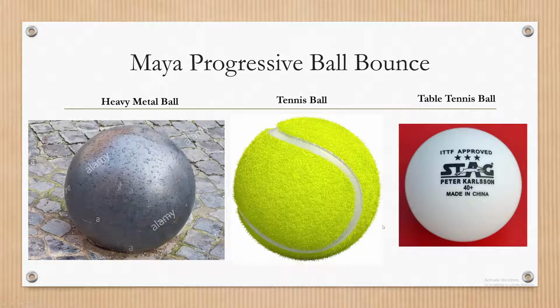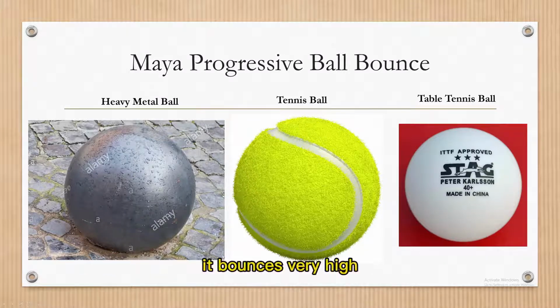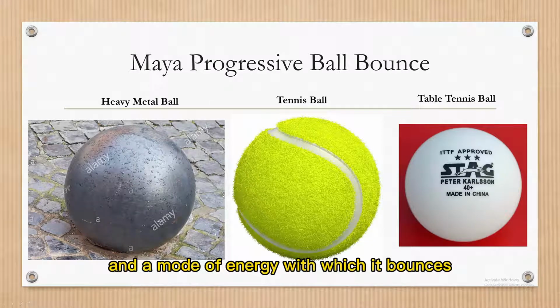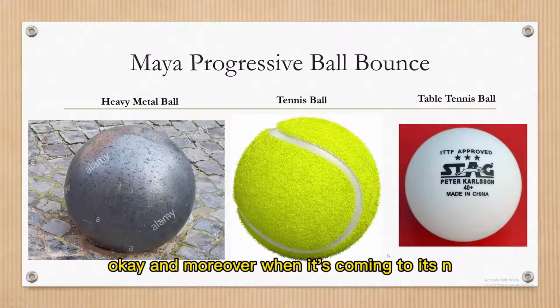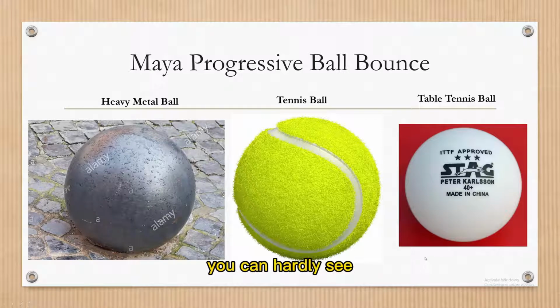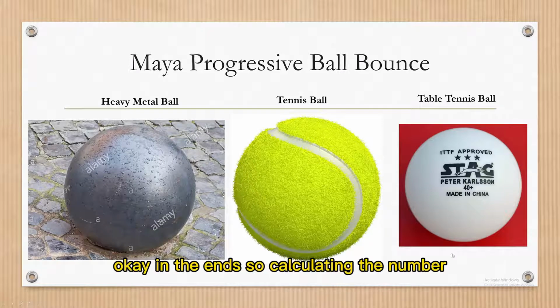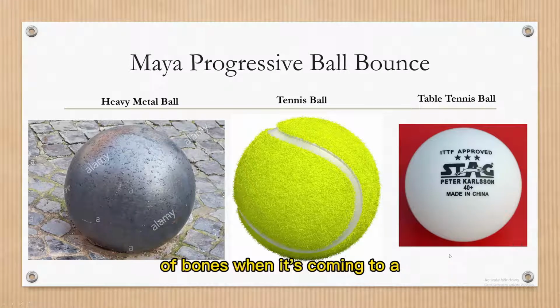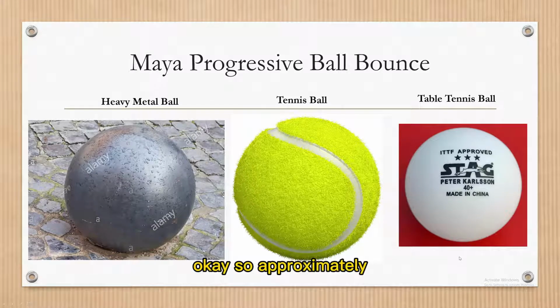That's my observation. And when coming here, a table tennis ball is very unique. So when you drop it, it bounces very high, and the amount of energy with which it bounces is also very fast. Okay, and moreover, when it's coming to its end, you can hardly see the bounce happening here and there. So it will be very fast in the end. So calculating the number of bounces when it's coming to a standstill at the end is going to be a very crucial part. Okay, so approximately a ping pong ball might have around 20 bounces.